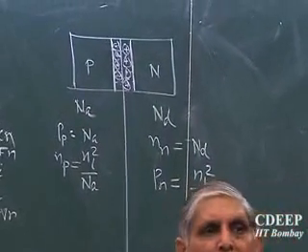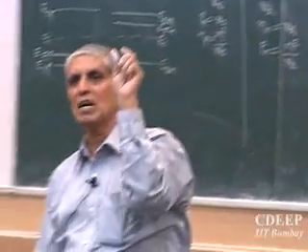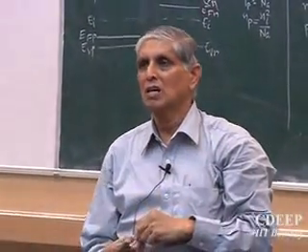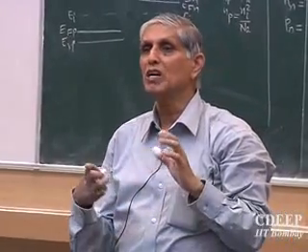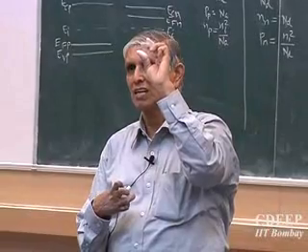Is that clear? On the N side, we have a donor layer. On the P side, we have an acceptor layer. These are not moving ions. Is that clear? These are fixed in the lattice. So they don't move.